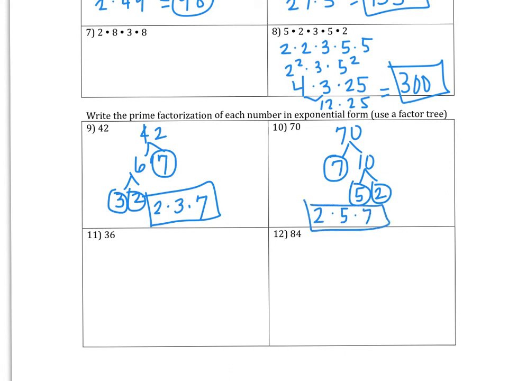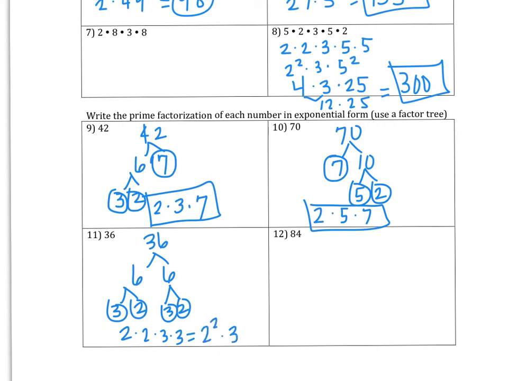Number 11 is 36. I'm going to turn that into 6 times 6. This is 3 times 2. Those are both prime. And 3 times 2. Those are both prime. So I'd write that as 2 times 2 times 3 times 3. I have to turn that into exponential form. That's 2 squared times 3 squared.